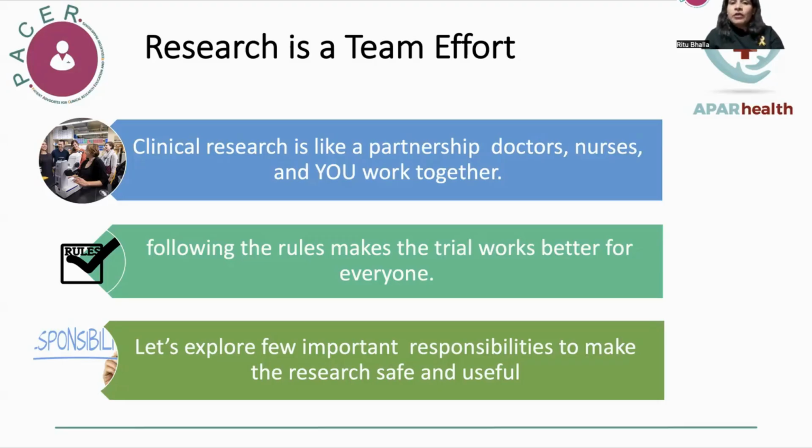Second, you need to follow the rules which are given by the medical team to you during the trials, to actually have better results. You also need to keep consulting and talking with your team, and explore a few more important responsibilities to make research safe and useful.